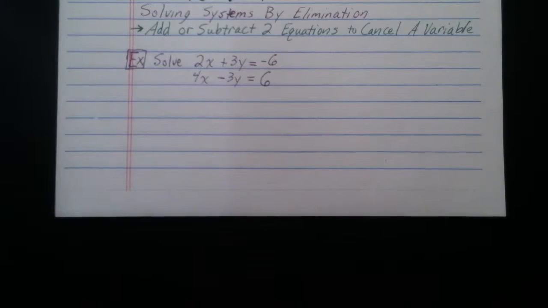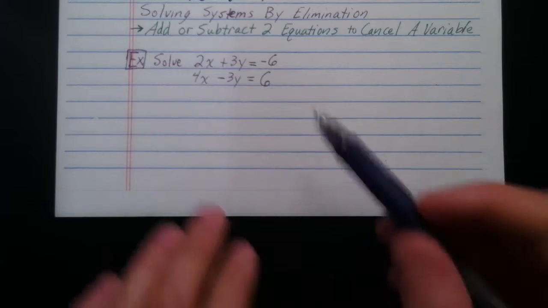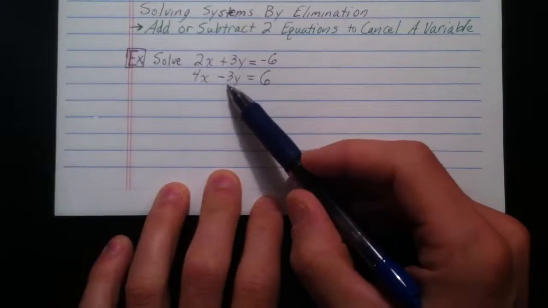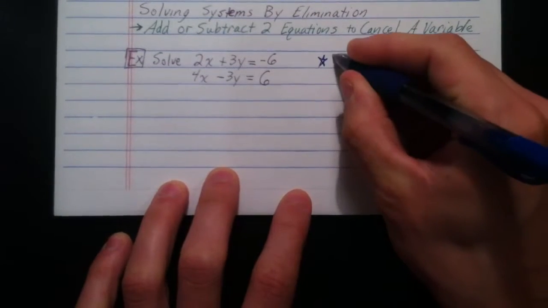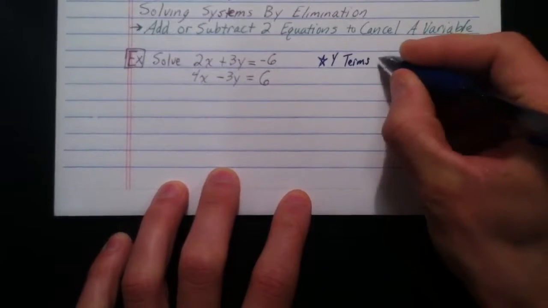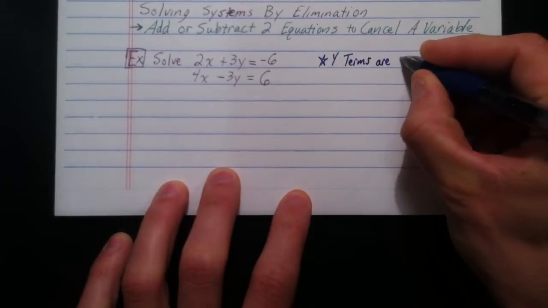Looking at our first example here, we have the system 2x plus 3y equals negative 6 and 4x minus 3y equals 6. So again, the first question we ask ourselves when we're trying to use the elimination method: if we were to add or subtract these two equations, would either the x terms or the y terms cancel each other out? Looking at our y terms, we have opposites, 3y and minus 3y. When we have terms like that, if we were to add equations, that would cancel out the y terms because they are opposites. So, writing that in here, y terms are opposites.